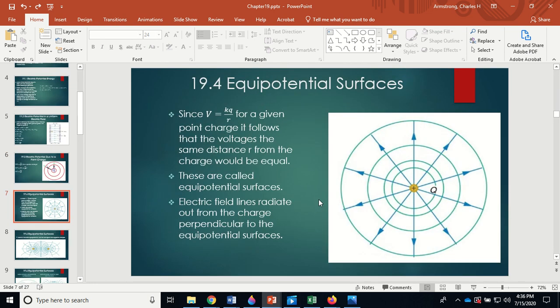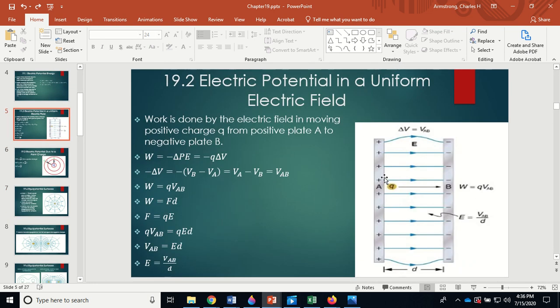Here they are, they start on the positive and go towards the negative. That's the way we draw the electric field lines. They're in the direction of the force that would be felt by a positive charge. The positive charge would feel a force away from positive and towards negative.